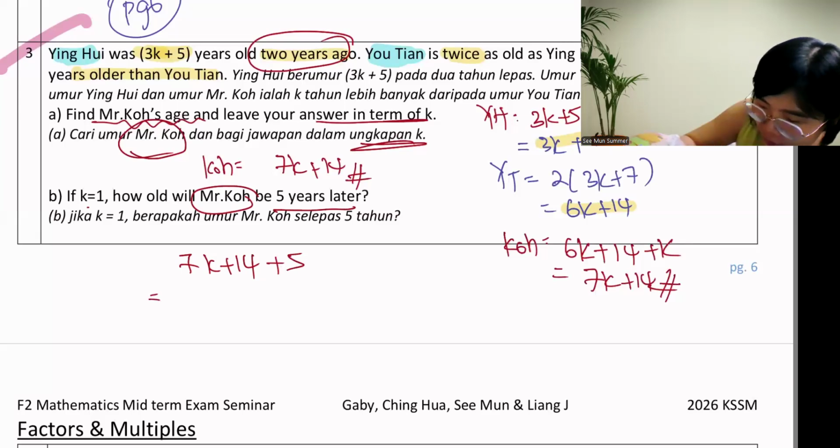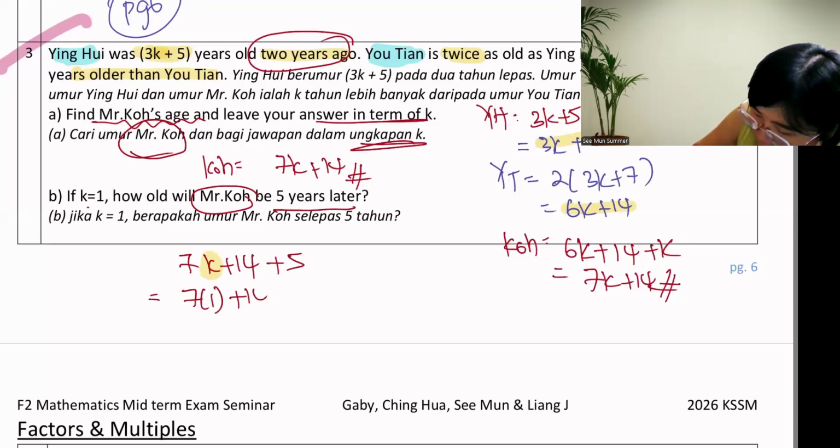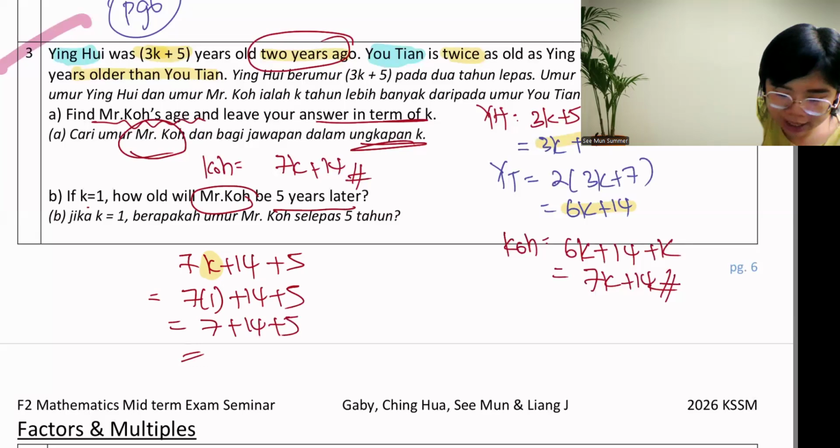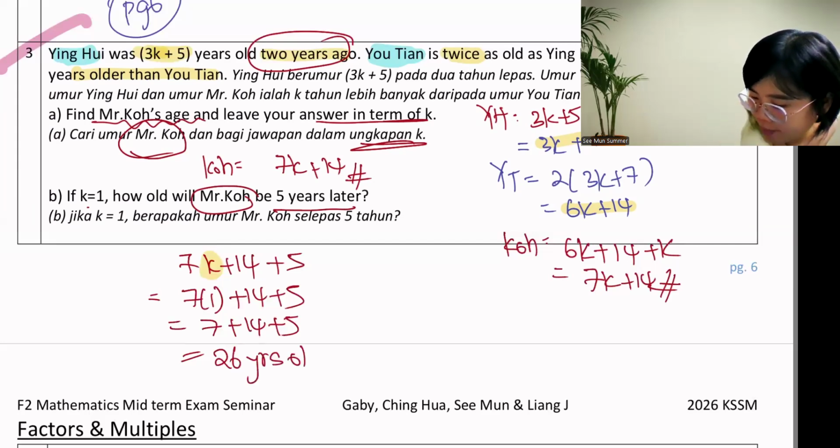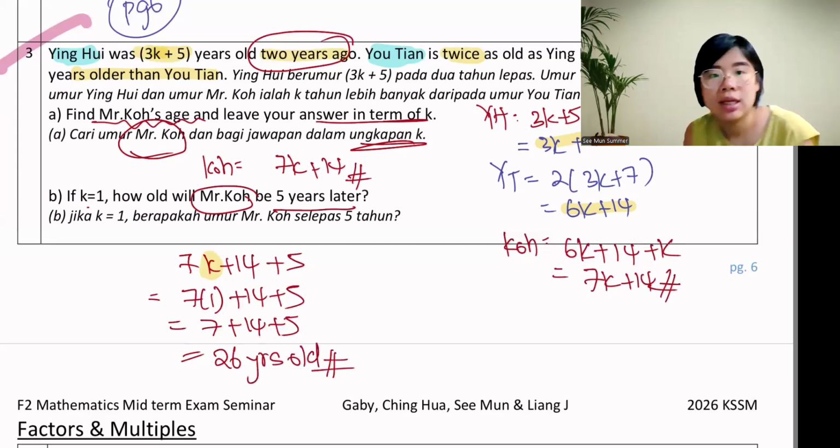So now you substitute K equals 1, correct? So 7 times 1 plus 14 plus 5. So it will be 7 plus 14 plus 5. So what is the answer? 26 years old.